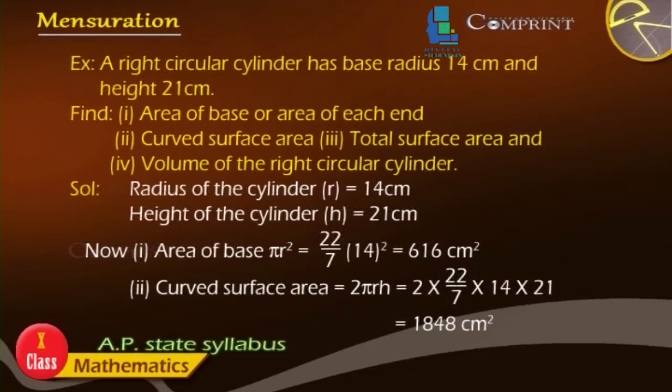Solution. Radius of the cylinder r is equal to 14 centimeters. Height of the cylinder h is equal to 21 centimeters. Now, number 1. Area of base is pi r square is equal to 22 by 7 into 14 whole square is equal to 616 centimeter square. Number 2. Curved surface area is 2 pi r h is equal to 2 into 22 by 7 into 14 into 21 is equal to 1848 centimeter square.